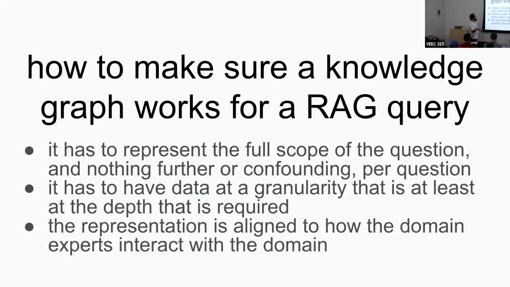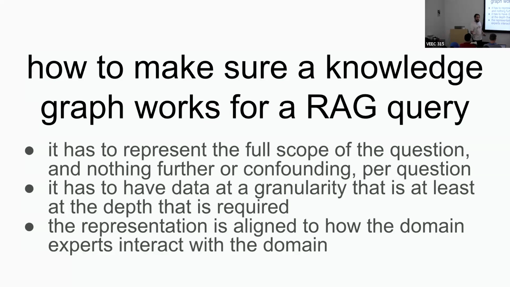Again, it's going to work for us. It's not necessarily going to work for everyone, but you have to represent the full scope of the question and nothing further or confounding per question, right? Because if you're asking a RAG system a question, and I just build a graph to a high level of granularity, whatever, I'm letting the LLM make the decision. You structure it a little bit, but you kind of want to start bottom up, because if the value of the system is that it can answer almost all of your questions, that isn't useful. So you kind of have to start by answering at least some of your questions definitely, and then expanding from there.